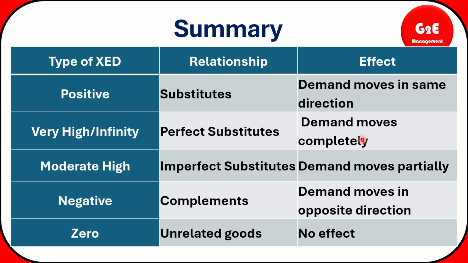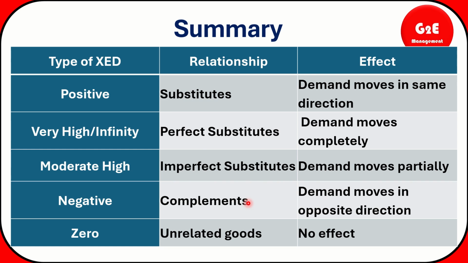One company I'm purchasing from right now, I can switch over to another company because of the price variations, but the quality will be the same. And the next one, moderate high. I have given moderate high positive, because substitute goods are always positive. If it is a perfect substitute, very high positive. If it is an imperfect substitute, moderate high positive. Moderate positive, so demand moves only partially.